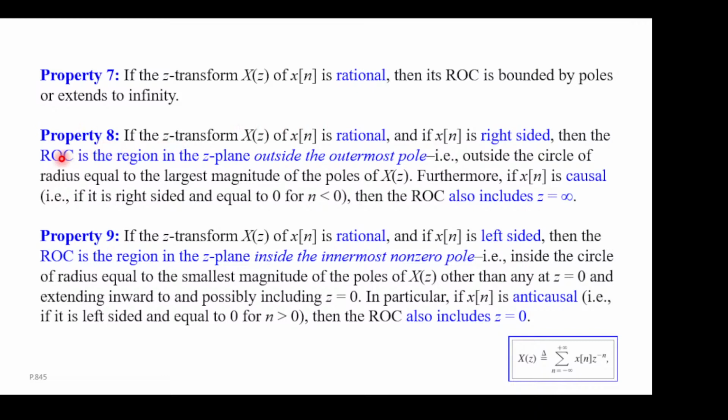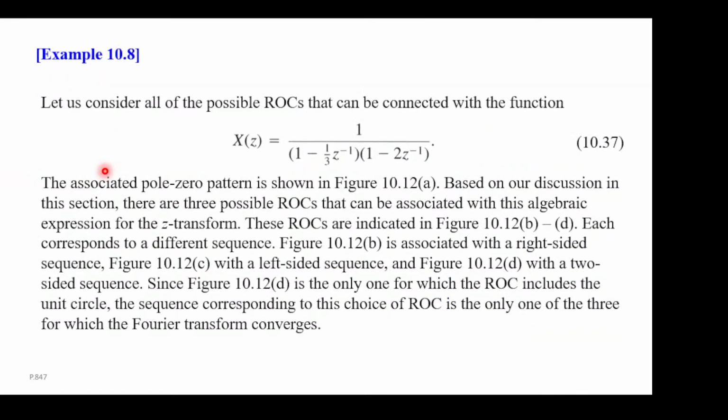Then properties 8 and 9 are derived just from the combination of the previous properties. In chapter 9 we only have one property, but here it's longer, so we break it into 2. It says that if you're rational and also your signal is right-sided, then your ROC should take the outermost ROC, right? And do we have a picture?